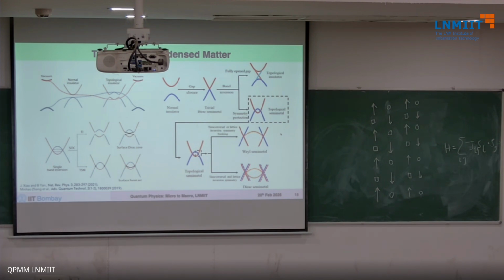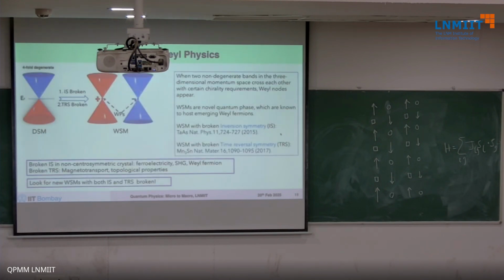And depending on what symmetry you break, suppose you break the time reversal symmetry, you can actually arrive at a Weyl semi-metal phase, which are twofold and they always come in pair. So these are some of the fundamental features that you see, the consequence of topology in condensed matter.